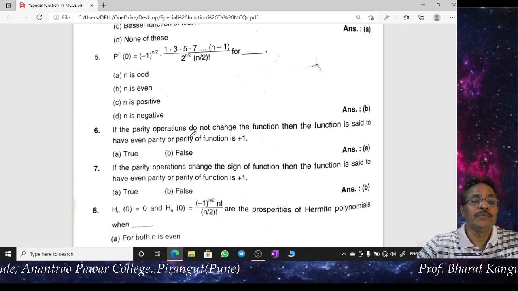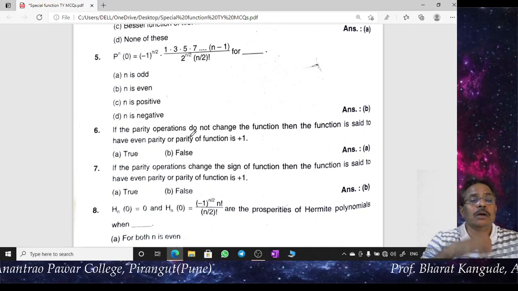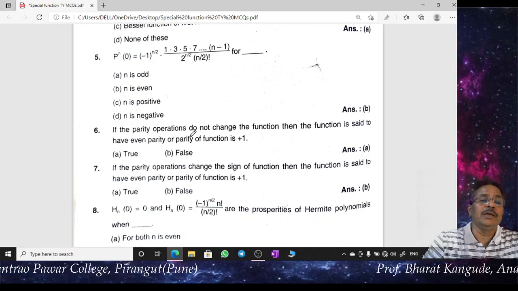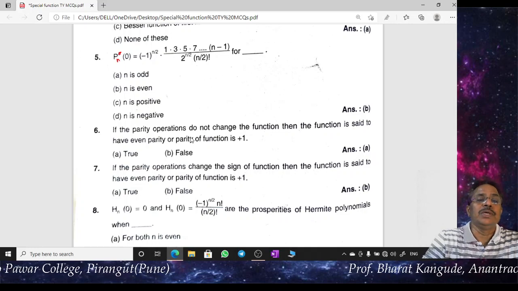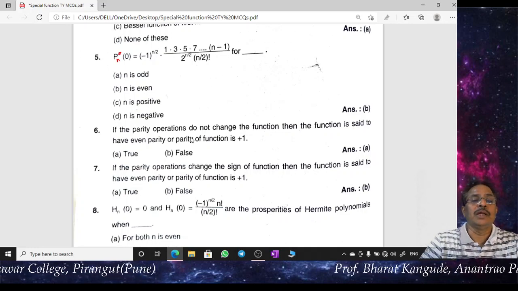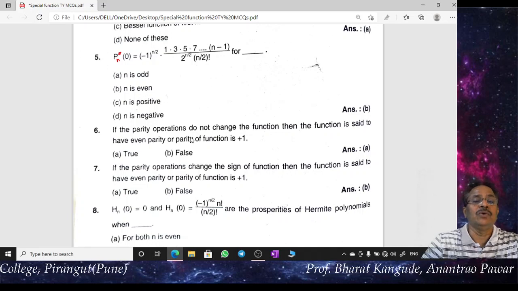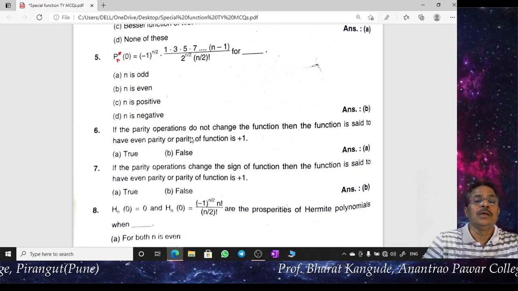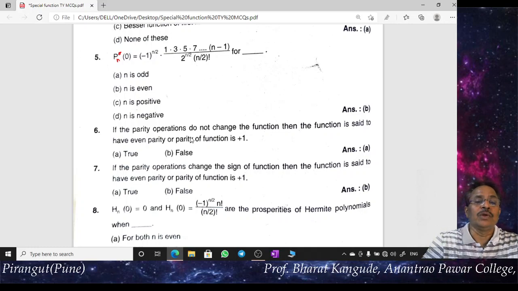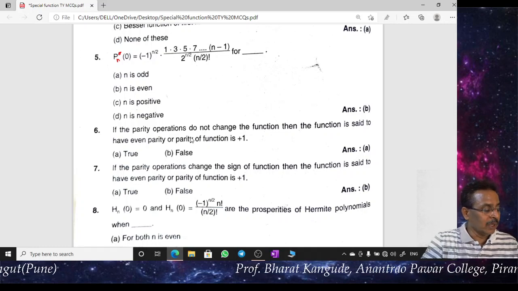Then question number 5, Pn of 0 is equal to minus 1 raised to half. Okay, in our textbook earlier we are using this Pn here. So Pn of 0 is equal to minus 1 raised to n by 2 multiplied by 1 into 3 into 5 into 7 up to n minus 1, upon 2 raised to n by 2 into n by 2 factorial. Now this is another very important property of this Legendre polynomial. And how to obtain this property?